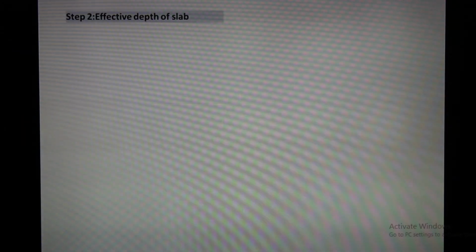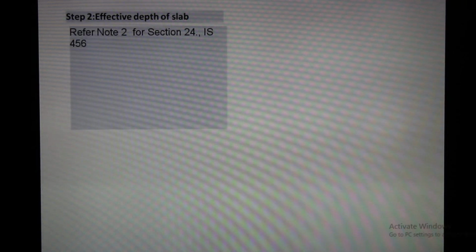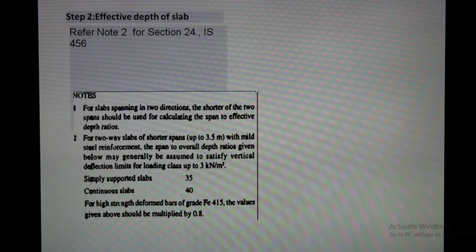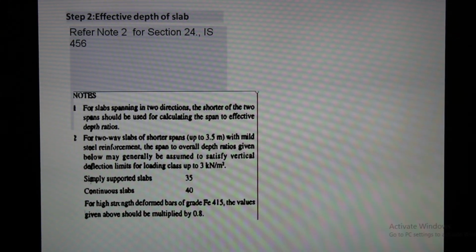Next, we have to find the effective depth of the slab, which plays a major role in calculating all other parameters. For this we have to refer to Note 2 of Clause 24 of IS 456. What is this? Here it is. Slab spanning in two directions: the shorter of the two spans should be used for all our calculations. For two-way slabs of shorter span up to 3.5 meter with mild steel reinforcement, the span to overall depth ratios given below may generally be adopted. Simply supported 35, continuous slab 40.